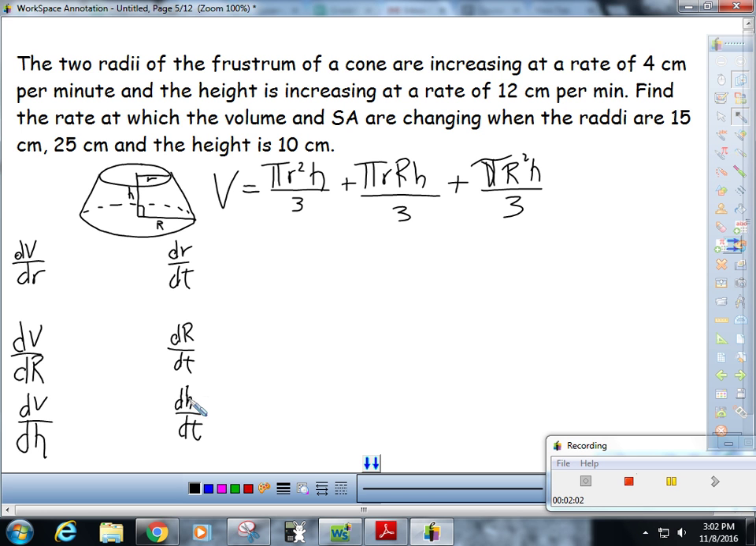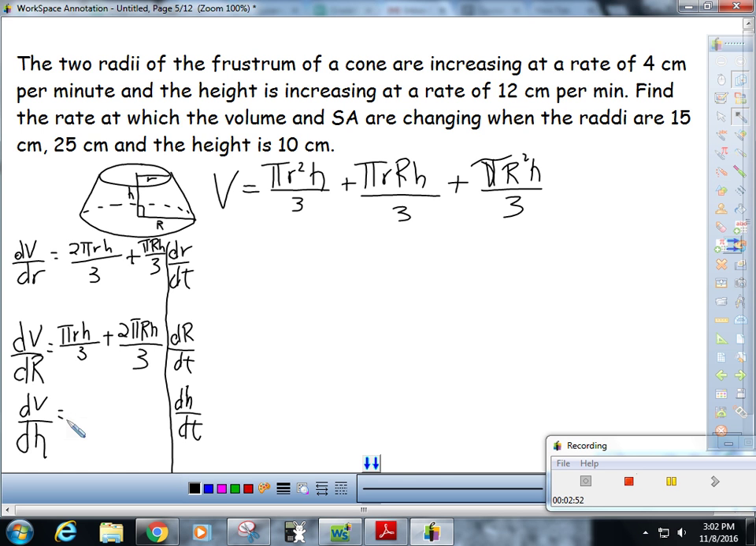Okay? So, dV d little r would be 2 pi r h over 3 plus, this one's gone, so plus pi big R h over 3. Okay? dV d big R is very similar. It's pi r h over 3 plus 2 pi big R h over 3. Let me just draw a little curtain there.